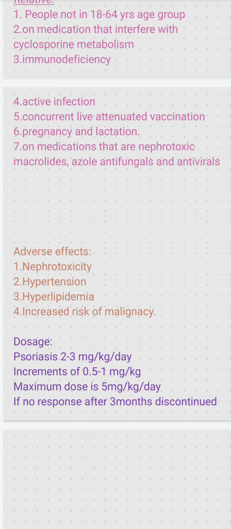For psoriasis, we start with 2 to 3 mg per kg per day, and we see the response. If the disease responds, we can taper the dosage. But if it is not responding, then we have to do increments of 0.5 to 1 mg per kg per day, depending upon how well the disease is responding. The maximum dosage we can reach is only 5 mg per kg per day, and if there's no response after 3 months, then the drug is to be discontinued. In other conditions such as atopic dermatitis or urticaria, we can start with a similar starting dose, that is 2 to 3 mg per kg per day.